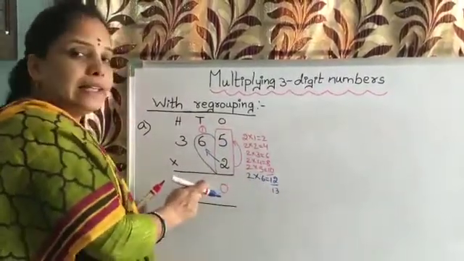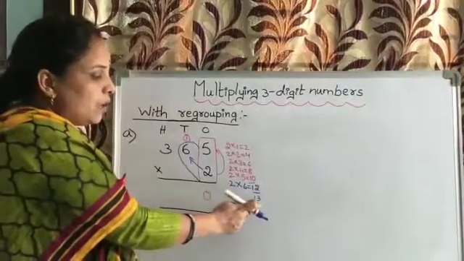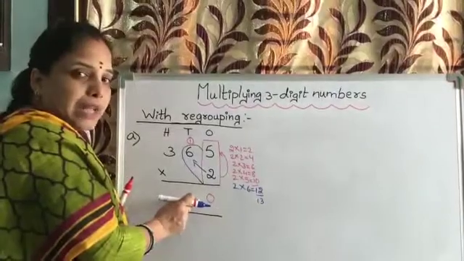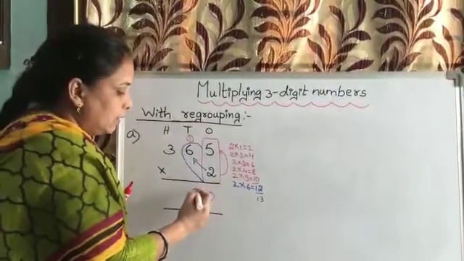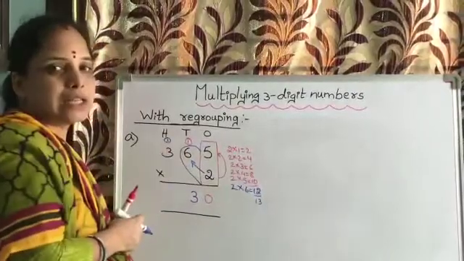Can you write directly here 13, children? Because hundreds place is there. So here we can't write directly 13. Write 3 in tens place and 1 should go carry over to the hundreds place.